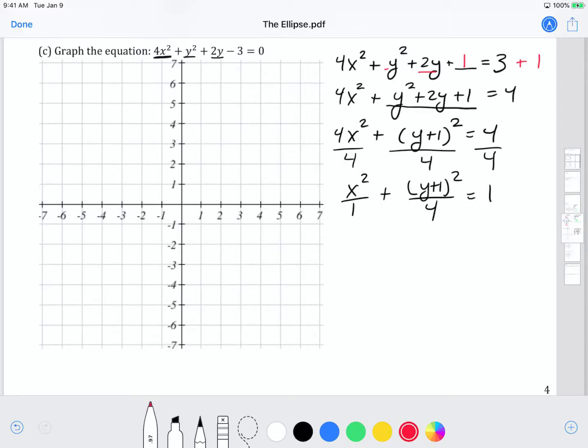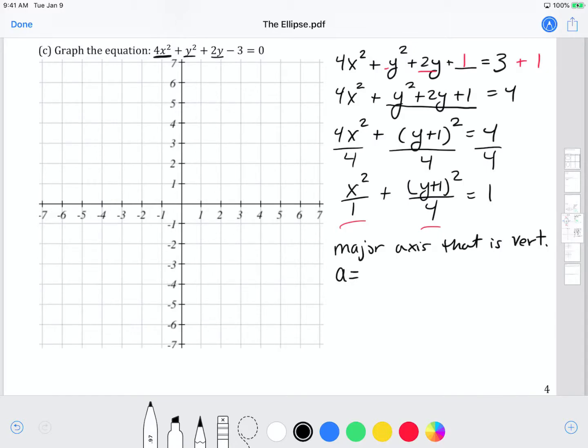If you notice, the bigger of the two numbers down here is under the y term, so that means this is going to have a major axis that is vertical. My a is going to be 2 because my a squared is 4. My b is going to be 1 because b squared is 1. Then to find my c, I'm going to use the formula c squared is equal to a squared minus b squared. And what I'm going to get is the square root of 3, which is approximately 1.7.